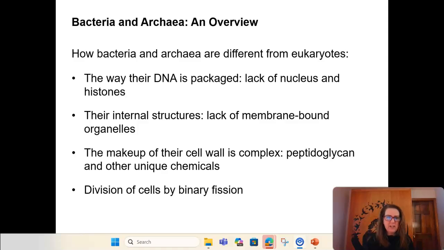And the last thing there, division of cells by binary fission. So you all have probably heard of mitosis, and we don't have mitosis with our archaea and our bacteria. Instead, we have binary fission, which is a very simple way of replicating that circular piece of DNA and splitting it, and the rest of the cell gets split as well. So very simple. There are multiple phases that you've learned before, just pure and simple.